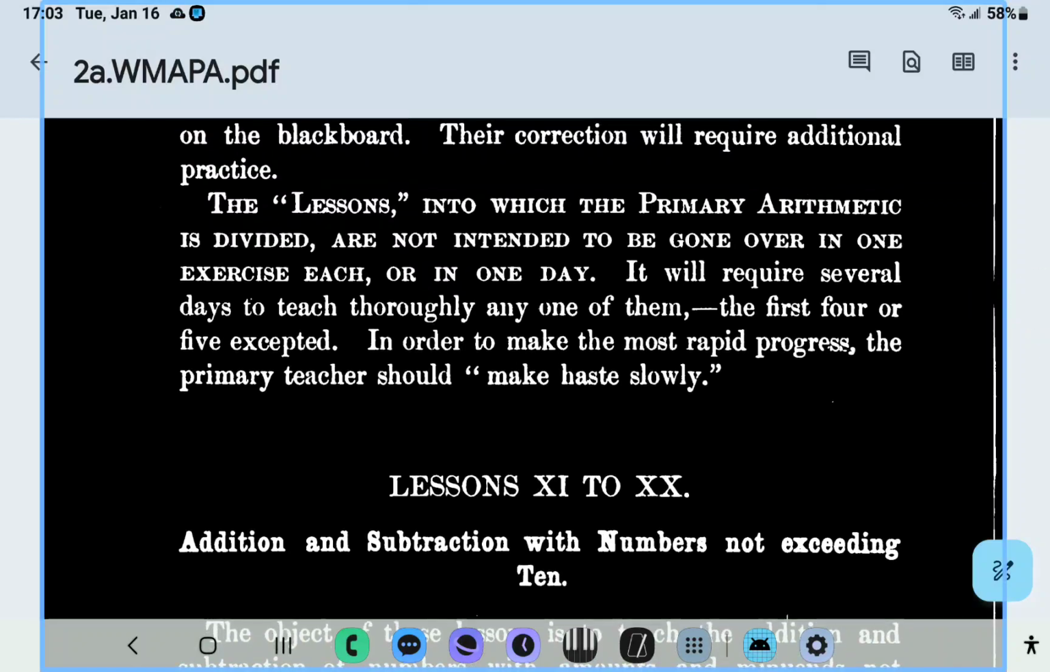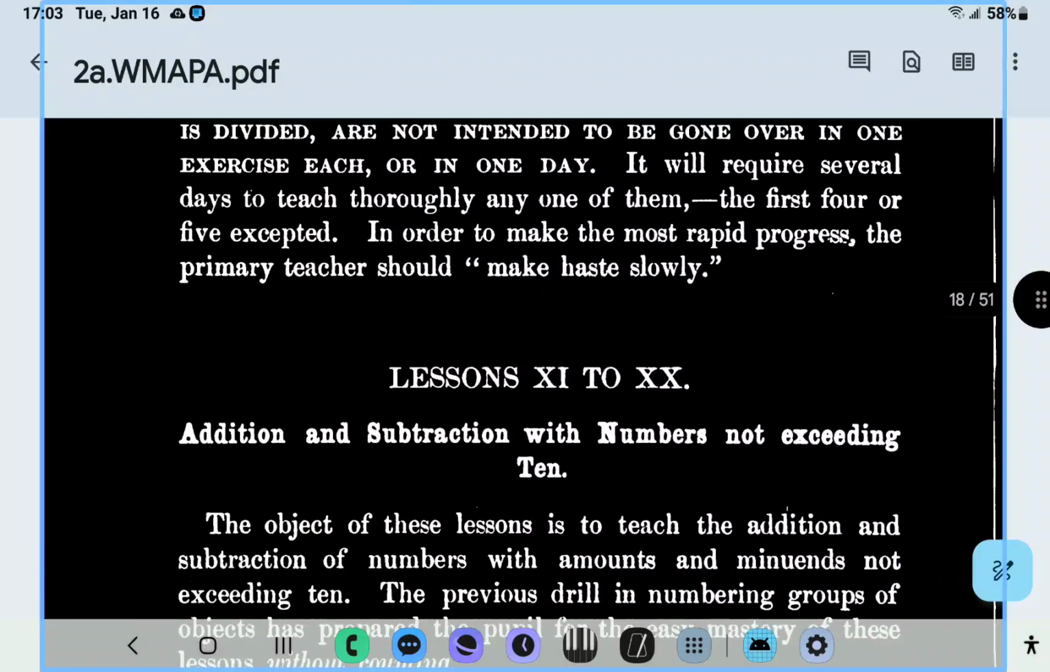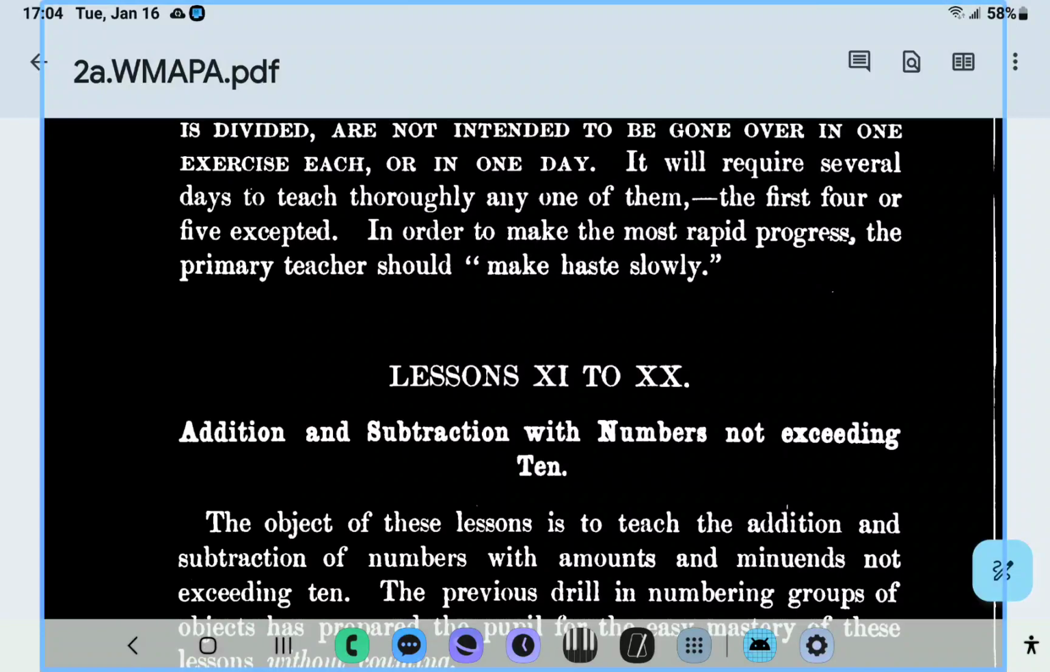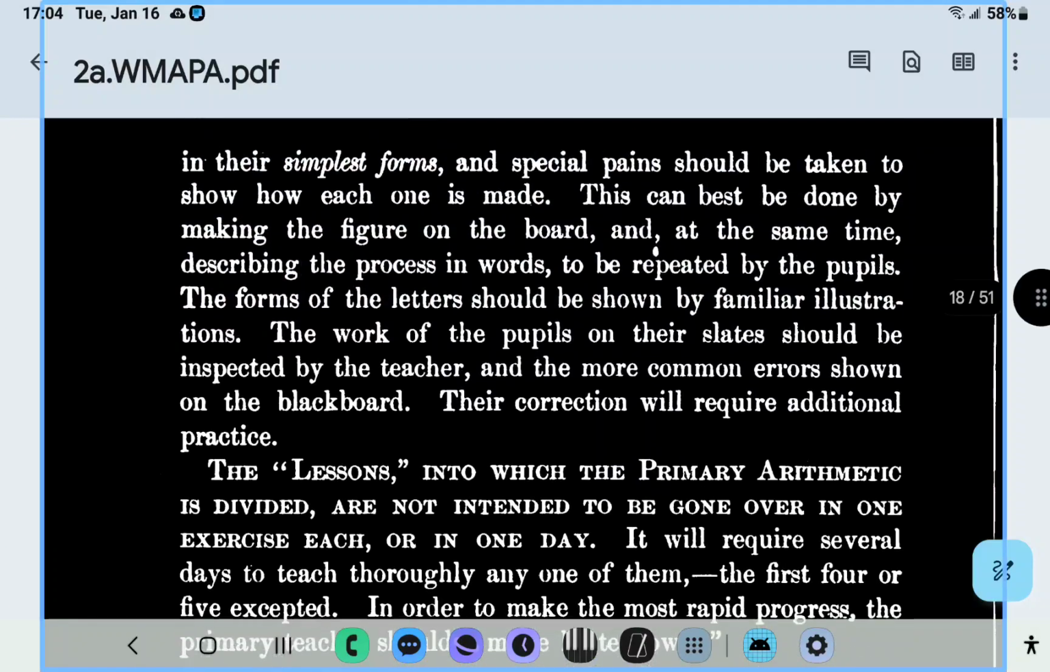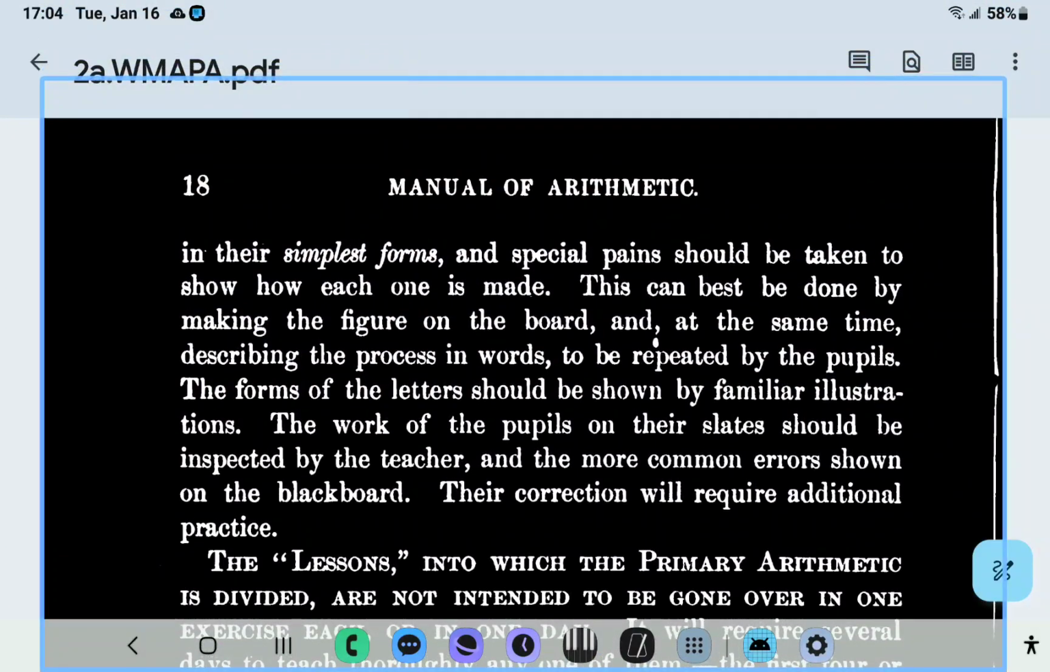Hold on. Okay. I think that's... Yeah, that's the new section. I was kind of falling asleep. Okay, so that's that reading. We did that. Now we gotta see.